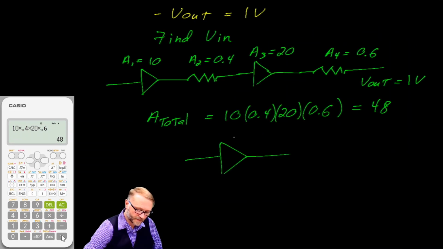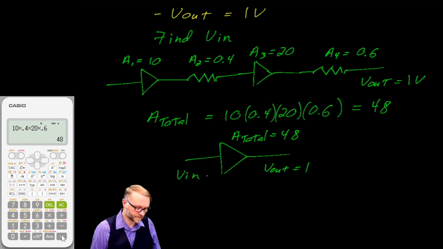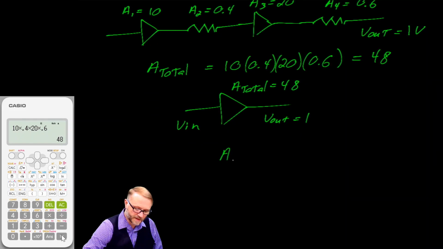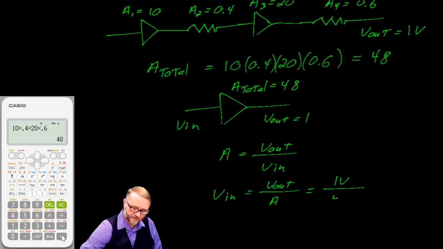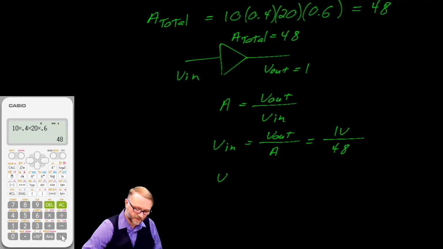Redrawing the circuit, gain total is equal to 48. Our output voltage is equal to 1. What is V in? Gain is equal to voltage out over voltage in. So our voltage in is equal to V out divided by the gain. Our voltage out is 1 volt divided by 48. So our voltage in is 1 over 48 volts.